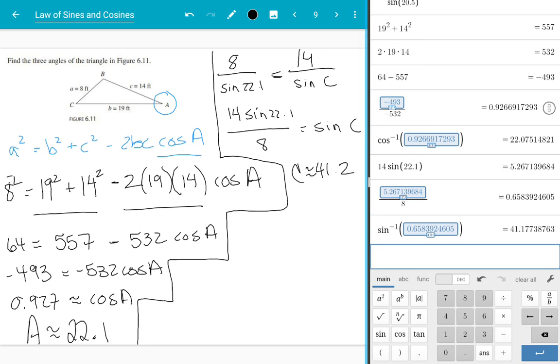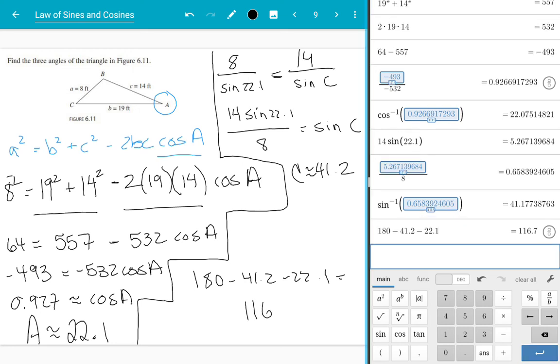Okay, so now the third one, you're just going to take 180, subtract angle A and angle C. So 41.2, 22.1, and let's see what we get. We get 180 minus 41.2 minus 22.1, and we get 116.7. Okay, there you go. So you have the three angles.